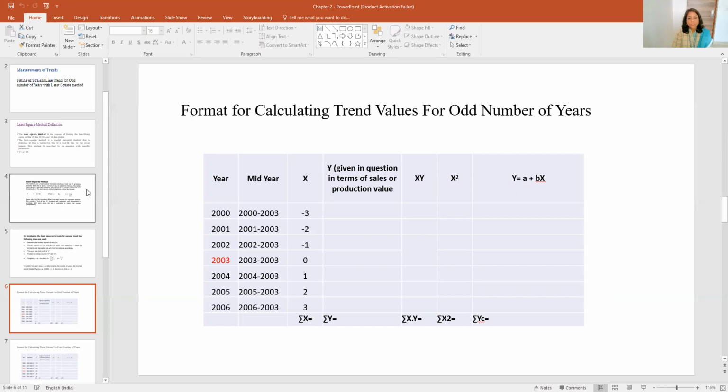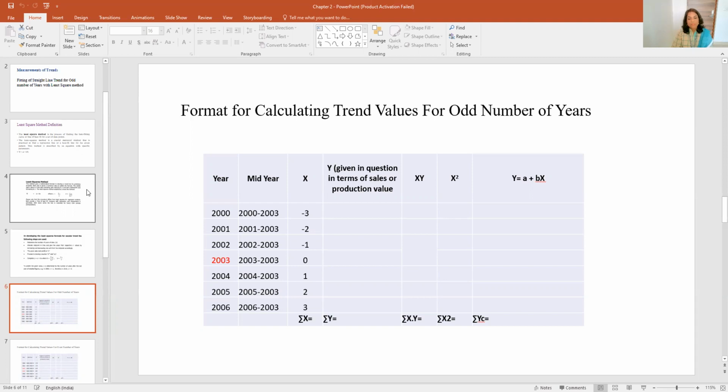Then y is whatever they have given in the question, either sales values or production values. After adding all those values, you get summation of y. Then we multiply the x variable with y, which gives you xy. Addition of all the years' data gives you summation of x into y. Then we multiply the x values with the x value itself, which gives you x square. Then we add all the years' x square values. The last column will be the trend values.